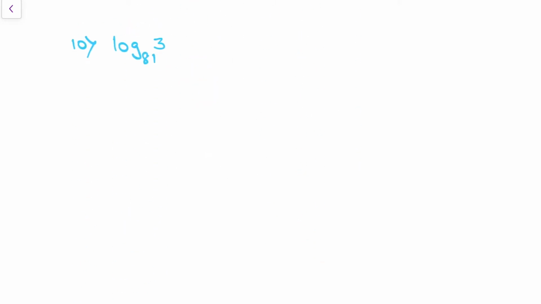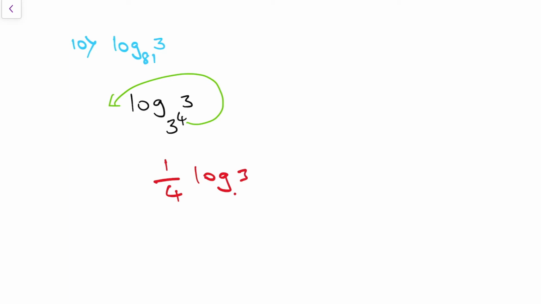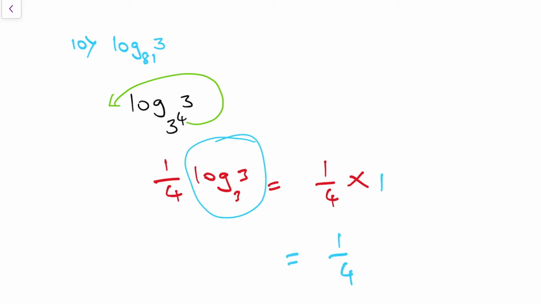Next, log 3 base 81. So log 3. Here base 81 can be written as 3 power 4. Again here the power is for the base, so if you take it to the front side, it will become reciprocal. 4 reciprocal is 1 by 4. Log 3 base 3 is equals to 1 by 4 into the value of log 3 base 3, which is 1. So 1 by 4 into 1 is equals to 1 by 4.